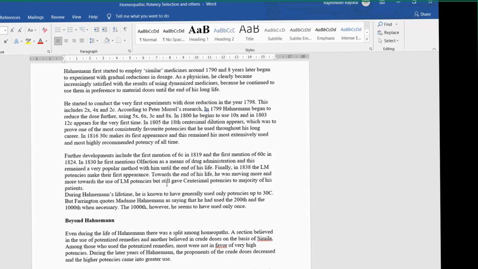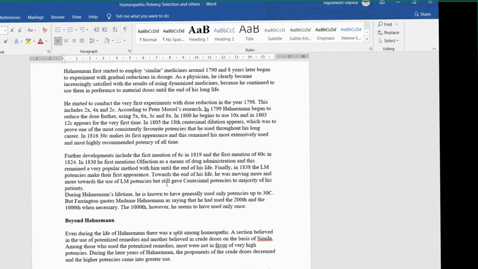Now Madam Hahnemann, the second wife of Dr. Hahnemann, was quoted saying that he had used 200 potency and 1M also whenever necessary. So that was her experience, that she had seen him prescribing 200 potencies and 1M also whenever the case required. So that was about potency selection according to Dr. Hahnemann.